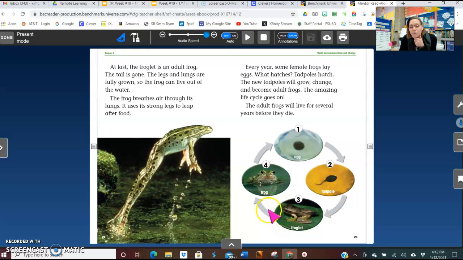Then after that, we move up here to the frog stage. Now this is when he can live out of the water. Frogs can also be in the water, but they can't be out of the water if they don't have lungs, and his lungs are fully grown. He has super strong legs. He can jump around to catch his food now. And his tail is completely gone. I remember that too. And now the adult frog can lay more eggs, right? It's a new adult frog, and now that frog can lay a lot of eggs too.